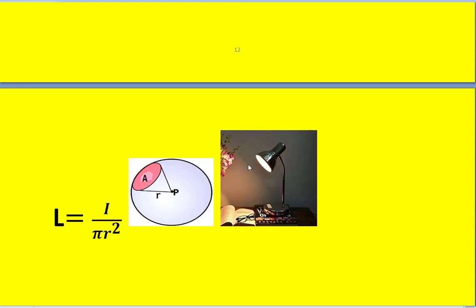So if we know the luminous intensity of this lamp, then we can say the brightness, which is represented by L, is equal to luminous intensity I divided by area of the circle, that is pi r square, where this r is the radius of the circle of the surface.